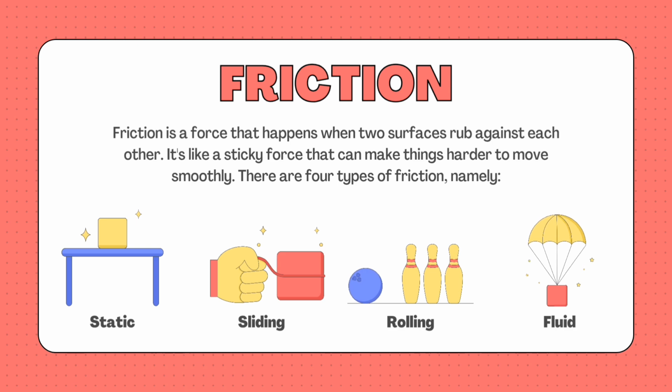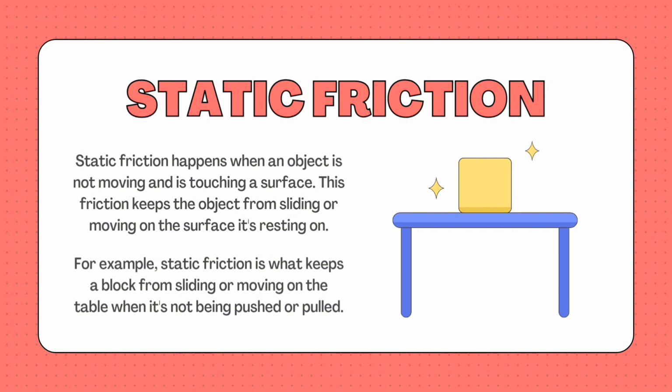There are 4 types of friction. Let's understand them one by one. First, static friction. Static friction acts when an object is not moving but is touching a surface. It stops the object from starting to move. For example, look at a book kept on a table. It doesn't move on its own, right? That's because static friction is holding it in place like a security guard saying, no movement without permission.